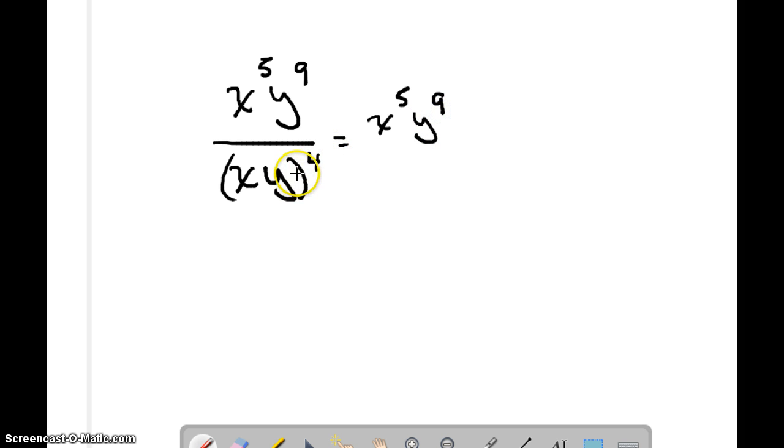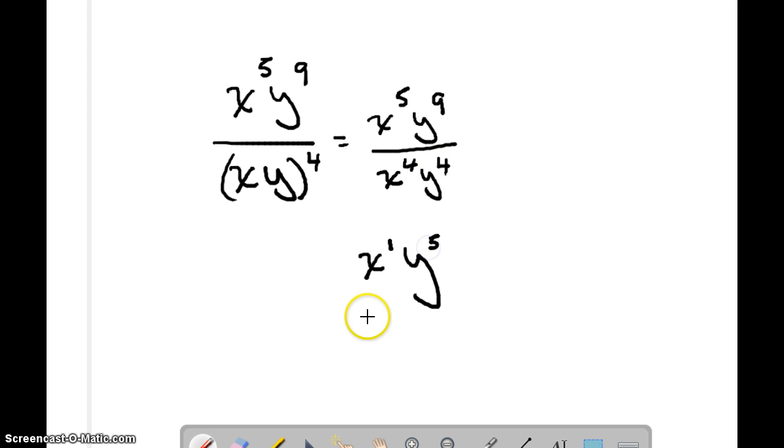And using the rule that we used yesterday, we have xy multiplied by itself 4 times, which means I have x to the 4th and y to the 4th. Now I have a common base here, and so I have x, 5 minus 4 is 1, y, common base, 9 minus 4 is 5.